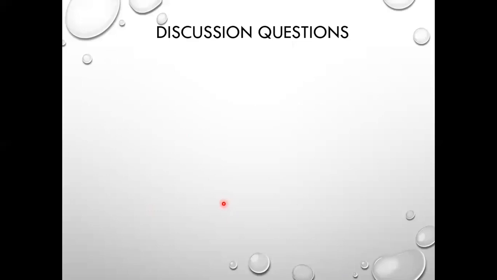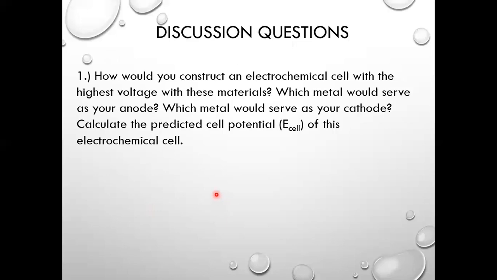For the discussion questions, first, how would you construct an electrochemical cell with the highest voltage with these materials? Using the results that we determined in this experiment, which metal should serve as your anode, and which metal should serve as your cathode? So how would you actually construct it? Then also calculate what you predict the cell potential of that electrochemical cell to be.